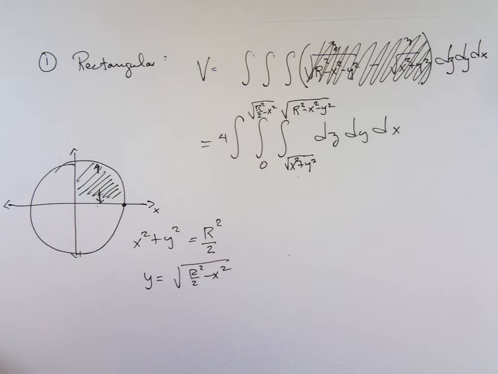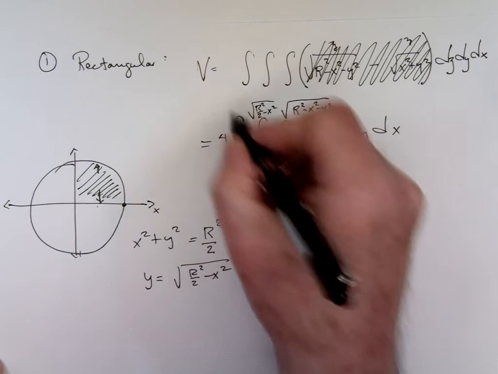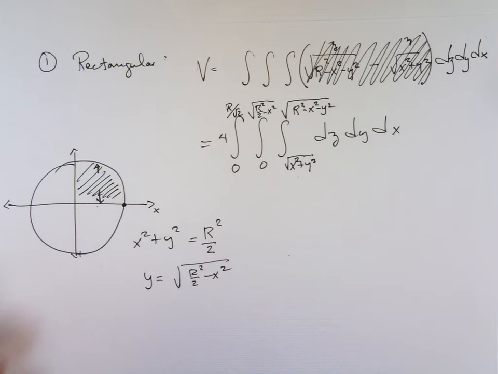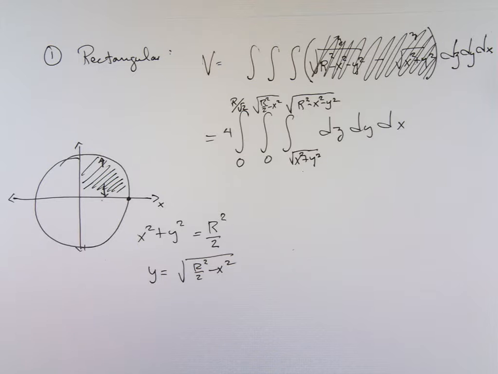Where are my x limits going? 0 to r over square root of 2. That's exactly right. Nice job. That triple integral will give us the volume of that ice cream cone. Any questions on that?